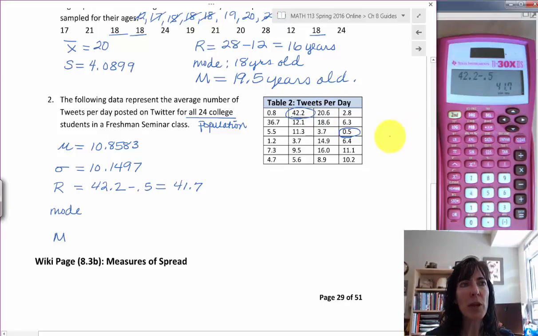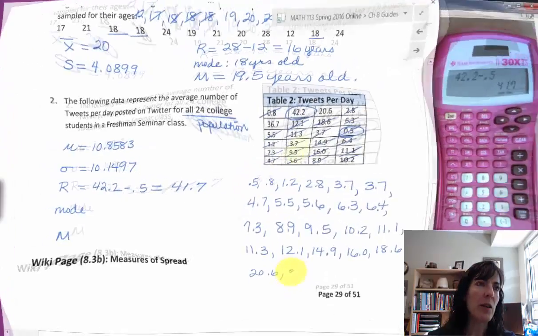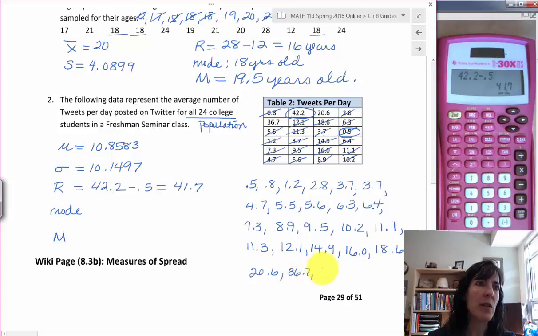For the mode, I'm looking for any data points that are repeating. And it's going to be hard to figure out without ordering, so I might just go ahead and order: 0.5, 0.8, and so on up to 36.7 and 42.2. Once I get the data written out, then I can look for modes, and I did find one, 3.7. I'll just scan through again. I think that might be the only mode. So my mode is 3.7.